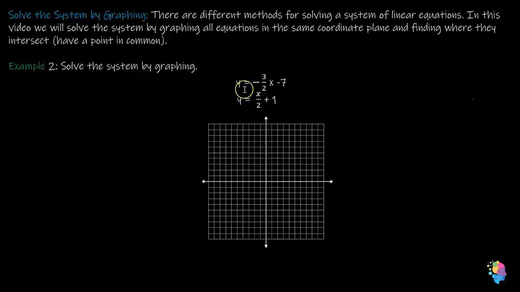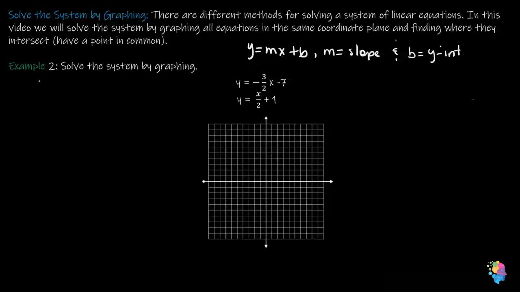In example 2, the equations are written in slope-intercept form. Then let's find the slope and y-intercept for each, graph them, and find the solution, the point where they meet. Recall in the video for graphing linear equations, the slope-intercept form was given by y equals mx plus b, where m represents the slope and b represents the y-intercept.